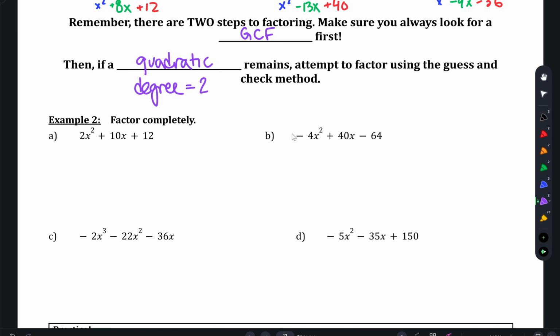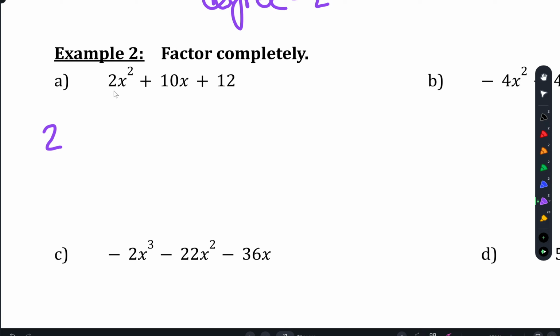These are going to be kind of mixed in your notes, on your homework, with ones that don't have GCFs. So we got to pay attention and make sure we're checking every single time. So what's the GCF of letter A, if there is a GCF? Jaden. Perfect. We're going to take out that 2.